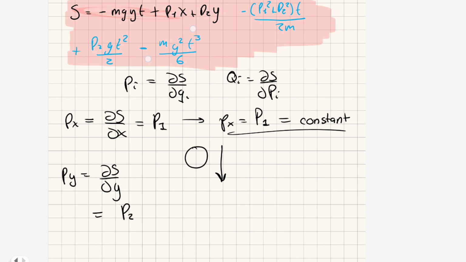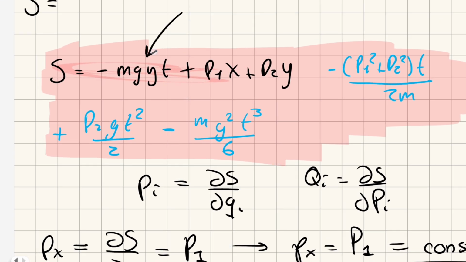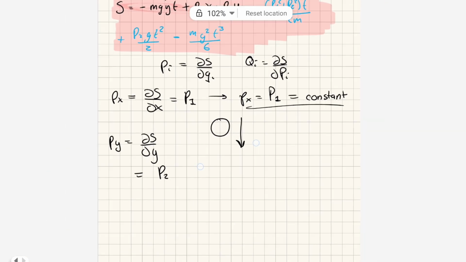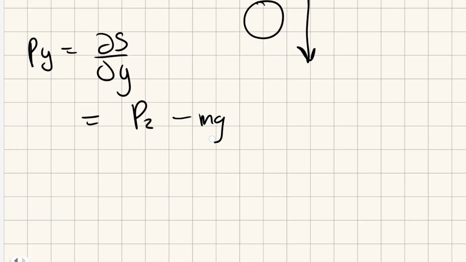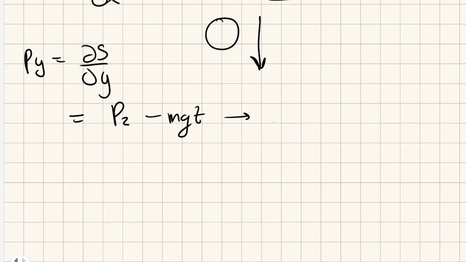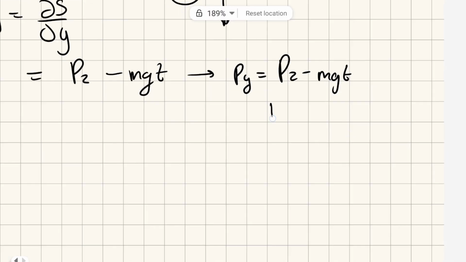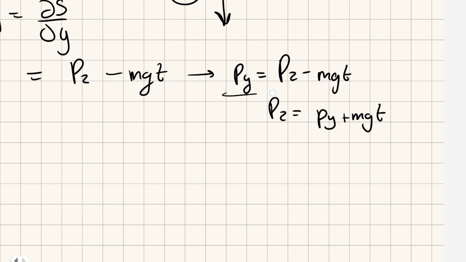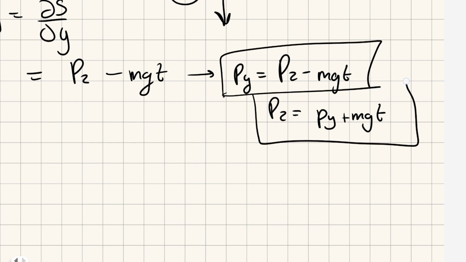Well, you can see here that the y only appears in this element. So if we take the derivative with respect to y, we will get minus mgt, right? Like this. Okay, perfect. So we can say that py is equal to p2 minus mgt, and that p2 is equal to py plus mgt. Okay, perfect. These are going to be important results.